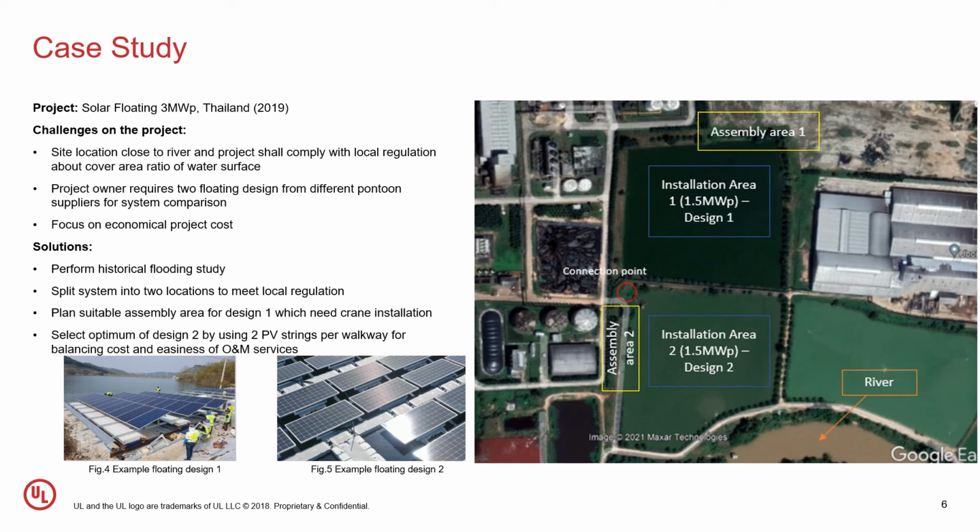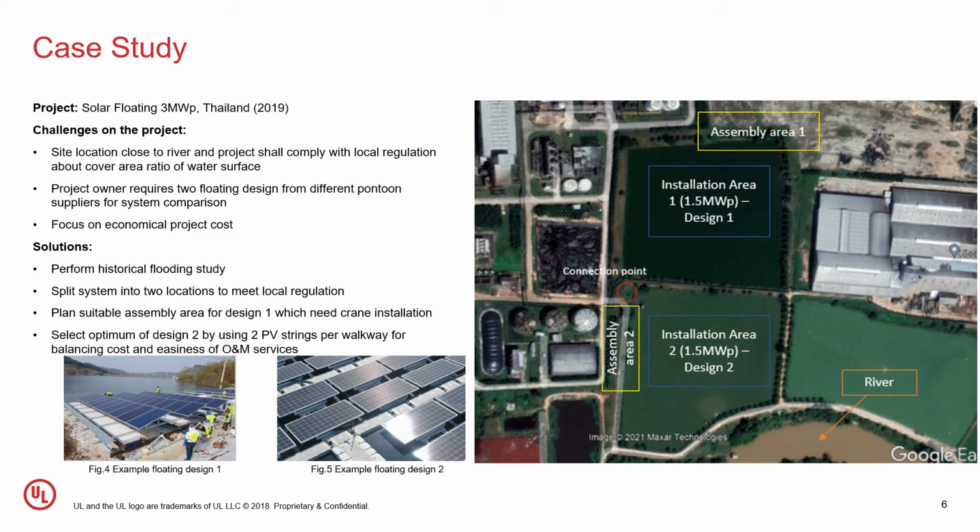And when we split the project into 2 ponds, we have to think about which floating system to install in which pond, because the client wants to have 2 different systems. If you consider the assembly area of pond number 1 and number 2, at area number 1 there is a much larger assembly area, and we have to select the floating system that requires crane assembly for area 1, because at area number 2, crane access is not possible.